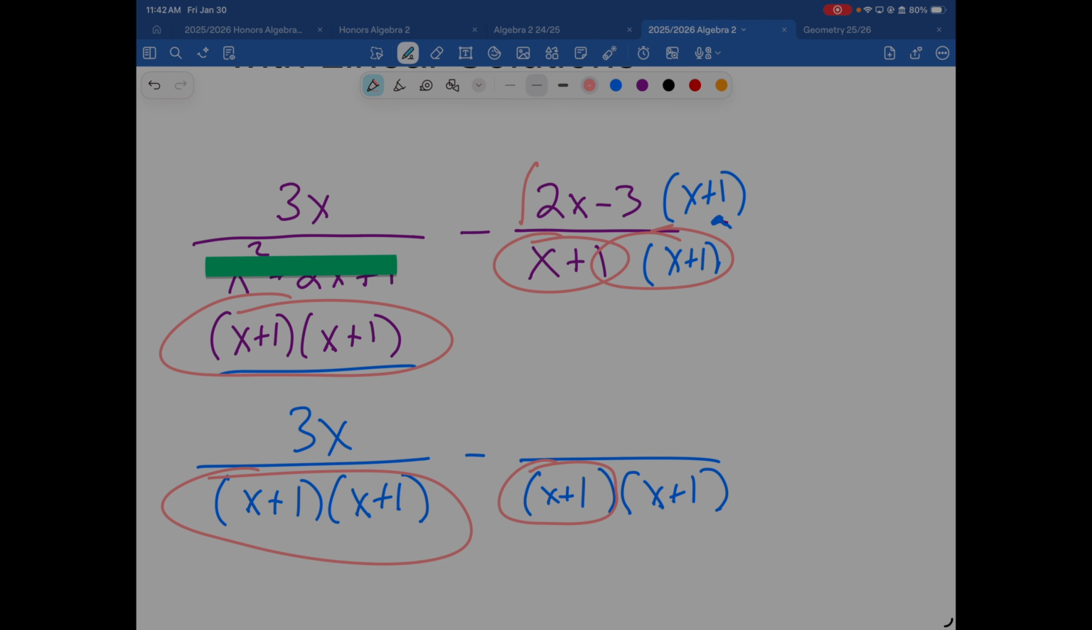So we've got to FOIL this. 2x times x is 2x squared. 2x times 1 is plus 2x. So first, outside, the inside. Negative 3 times x is negative 3x. And then negative 3 times 1 is minus 3.